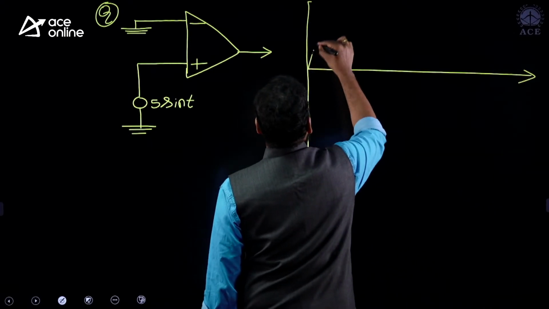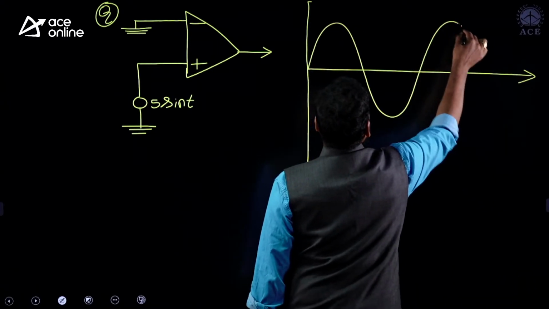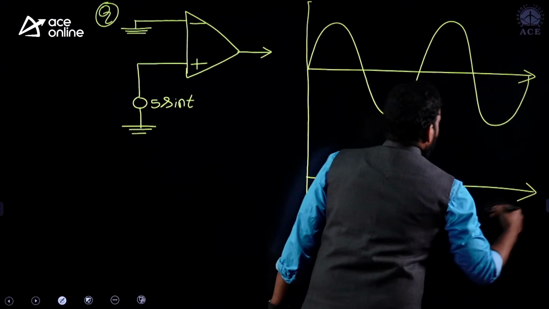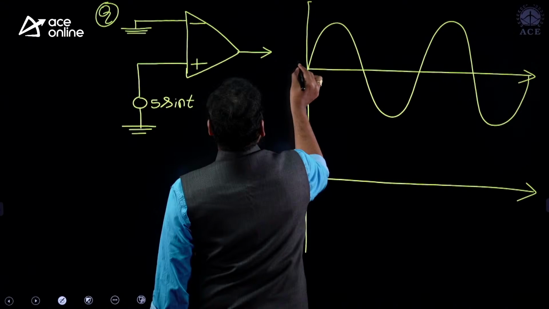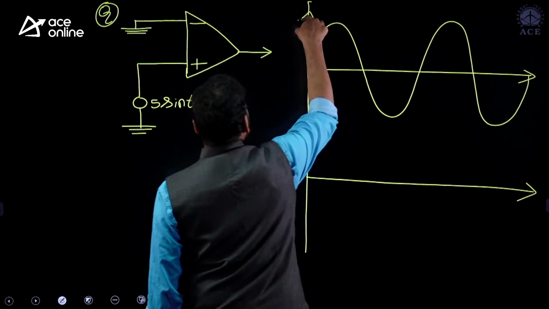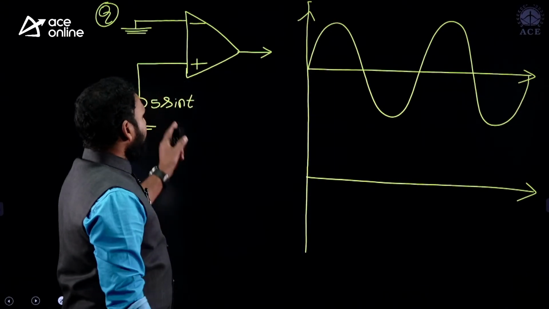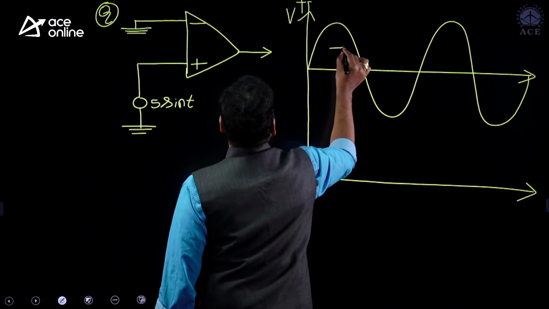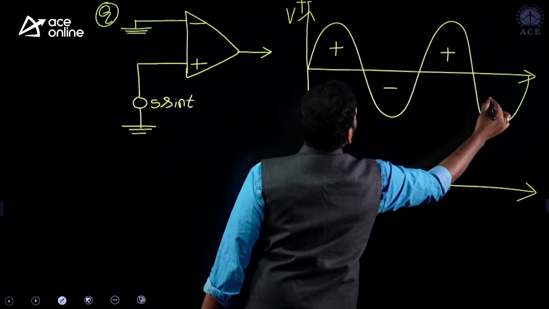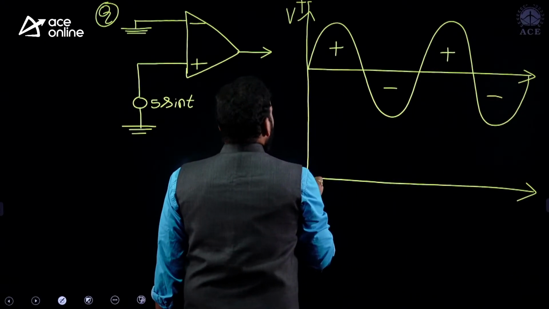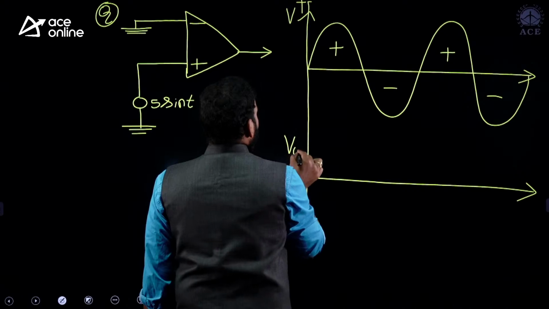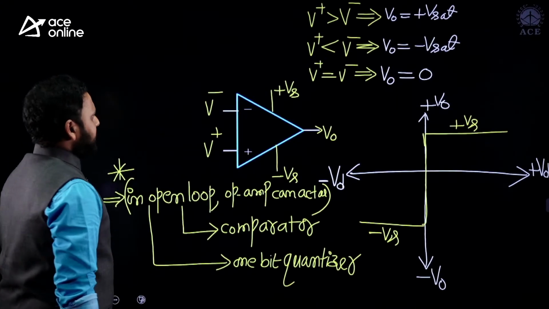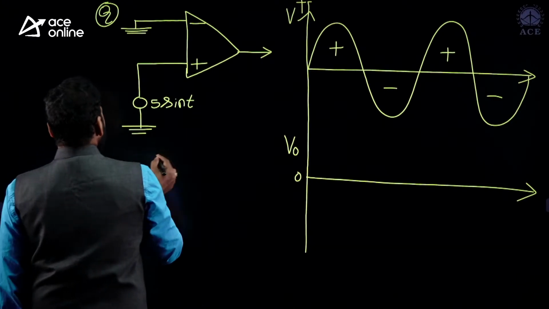Let me take the sinusoidal signal like this. What is the output? This is not the difference, okay? This is just one of the inputs at the non-inverting terminal, hence I am writing it as V plus, with positive and negative half cycles. What about the output? In open loop, the op-amp acts as a comparator. Then please, my dear friends, you need to guess this.